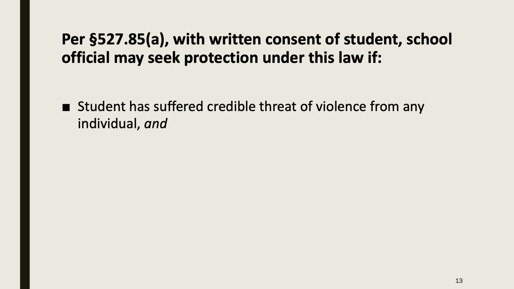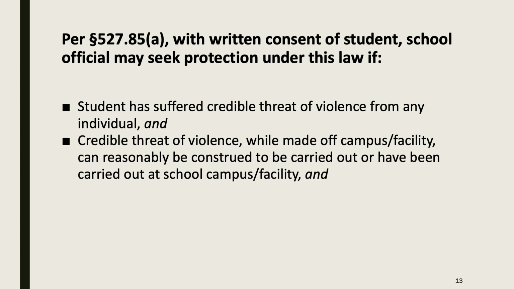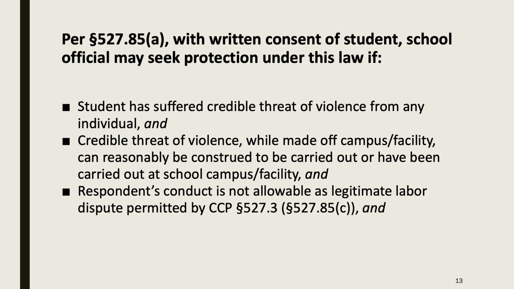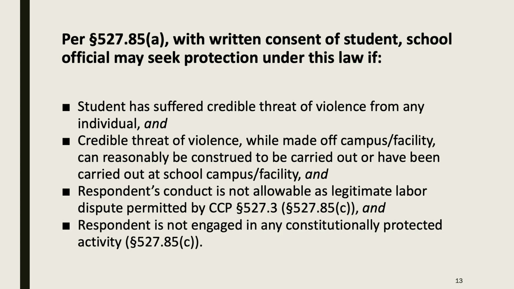Now, in order to seek this order, the school has to have the written consent of the student. And with the written consent of the student, the school official may seek protection under this law if the student has suffered a credible threat of violence from any individual, and there's a credible threat of violence made off-campus that can reasonably be construed to be carried out or have been carried out at a school or campus facility, and the respondent's conduct is not allowable as a legitimate labor dispute permitted by CCP 527.3, and the respondent is not engaged in any constitutionally protected activity.